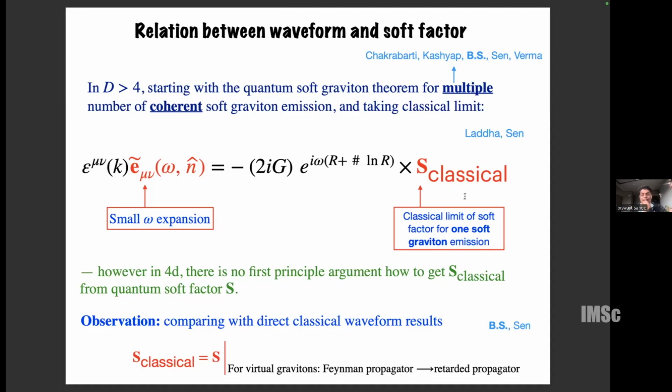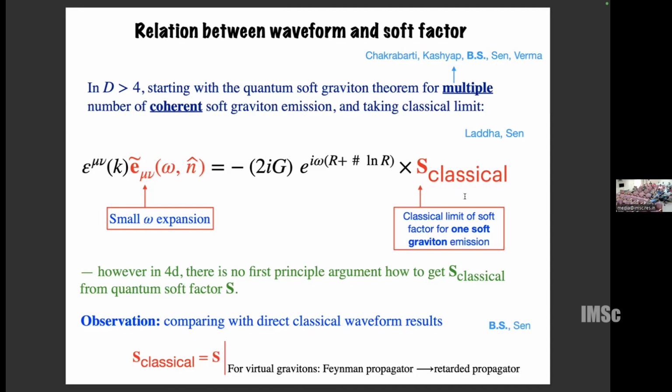Sorry, can I just ask one question? Yes. This multiple number of coherent soft gravitons that you have, how do you set that up in the calculation? How do you get the multiple emissions that are coherent? First we take some m number of soft gravitons emitted from some scattering amplitude, and then we take all the m gravitons to be emitted along some particular direction n hat within a small solid angle, say omega.